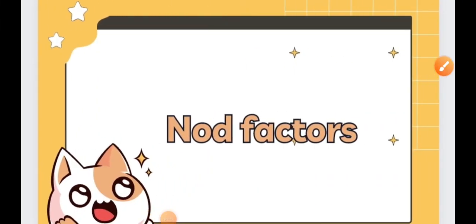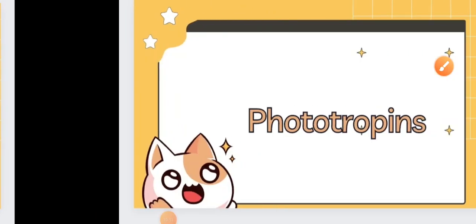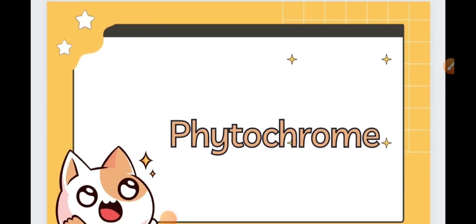And then NIF factors, like nitrogen fixation, when you read it, you'll remember this also. NIF genes are also important. And then comes phototropins, cryptochromes, phytochromes. Remember all three of them. And what is the similarity, dissimilarity, as to who absorbs red light, who absorbs blue light.